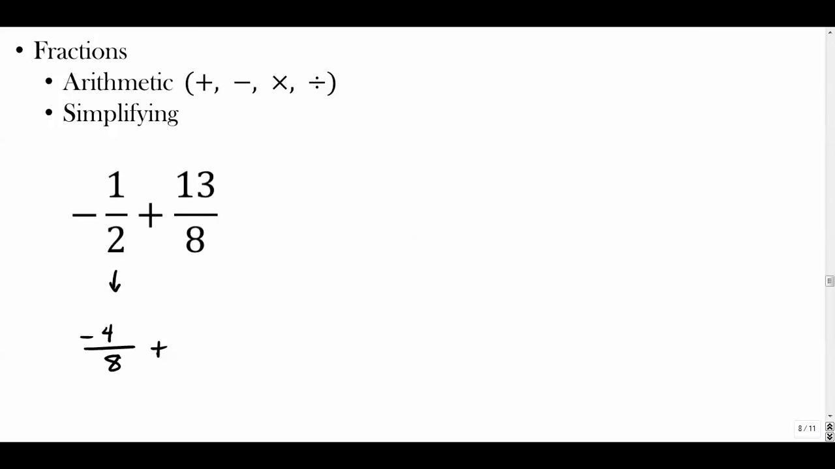So -4/8 plus 13/8. Well, that one has common denominators. You just add the numerators together, you get 9, and keep your denominator. 9/8 is an improper fraction. I'm totally okay with that as long as it's simplified, and it is. If you for some reason want to put it into a mixed number, it'd be 1 1/8 or decimal 1.125.